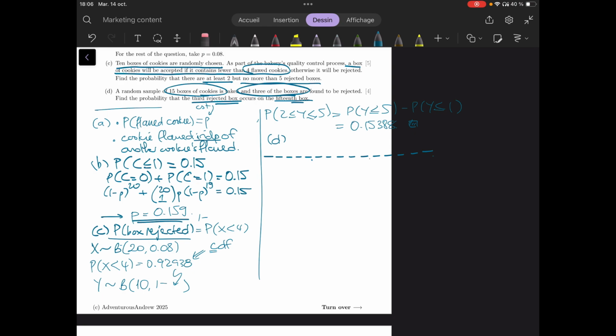So those are your 15 boxes, 5, 10, 15. We know there are 3 rejected boxes in total. So there are 3 X's. For the probability that the third X is on the 15th box. If one of the X's is here, that means that for the remaining 14, you will have 2 X's in total.